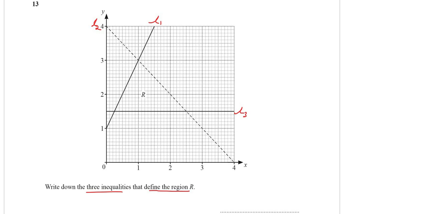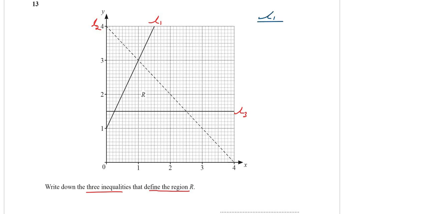The region R is the shaded region they are asking about. So you have to write the inequalities according to that. Three inequalities. Before writing these inequalities, first of all we will find the equations of these lines. So first of all we will find the equation of line L1.